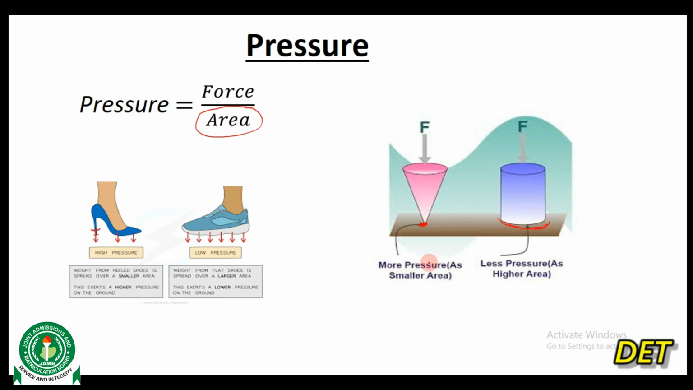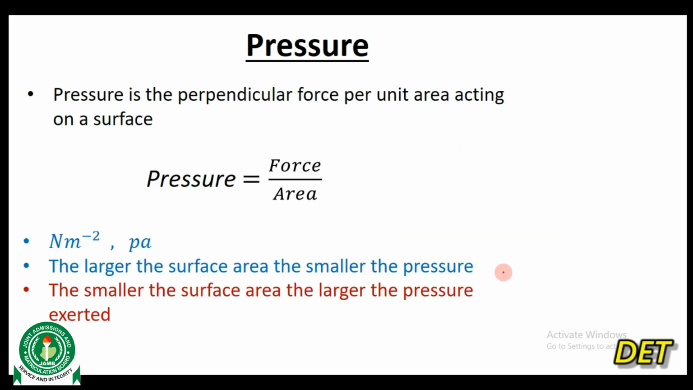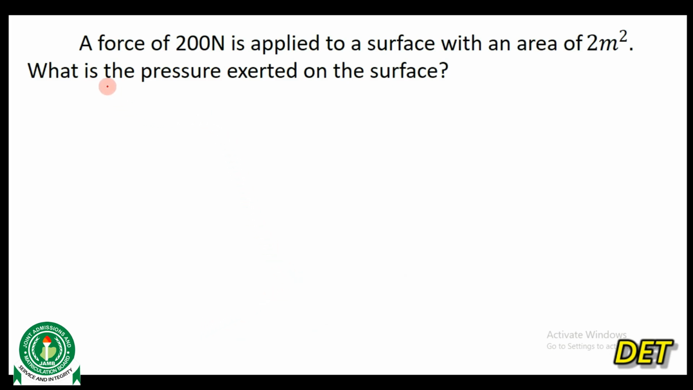So this is very important. Pressure, like I said, is the perpendicular force per unit area acting on the surface, and the formula is pressure is equal to force over area. The unit for pressure is Newton per square meter or Pascal. And like I said, the larger the surface area, the smaller the pressure, and the smaller the surface area, the larger the pressure exerted. So let's look at this question here.